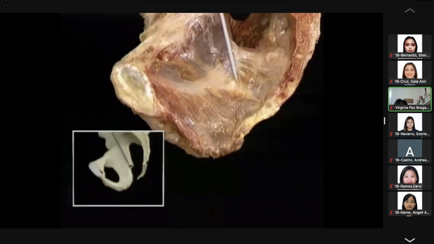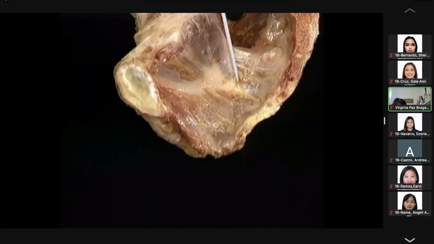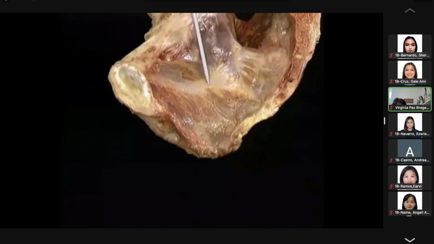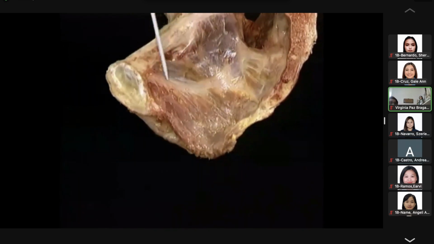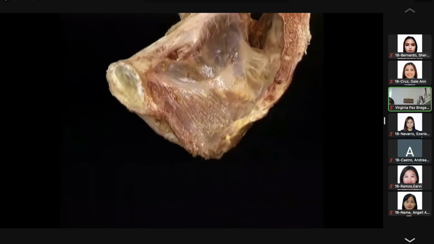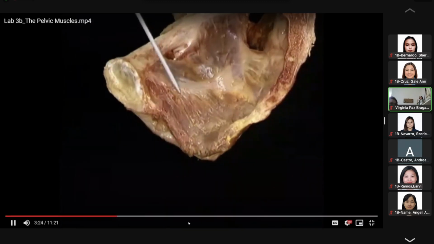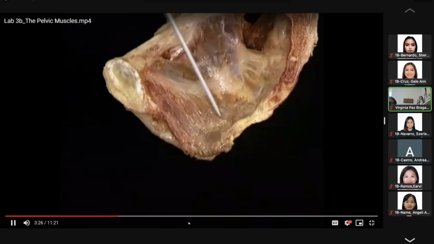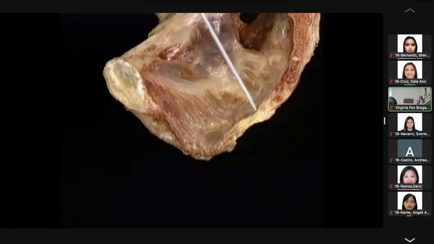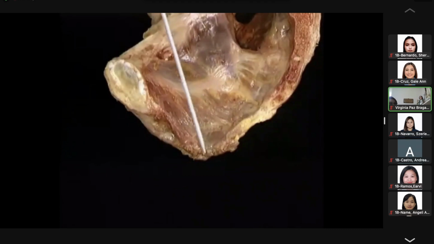Behind it arises from the ischial spine. Between these two bony origins it arises from the tendinous arch in the fascia that overlies obturator internus. The fibers of levator ani pass downwards, backwards and medially to meet in the midline with those of the opposite side, as we'll see shortly.